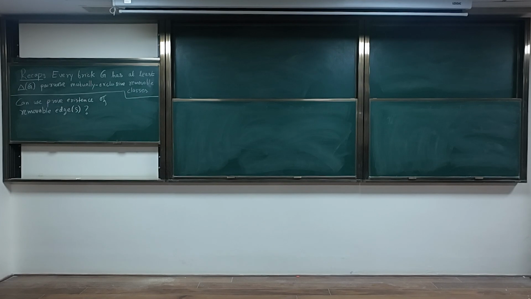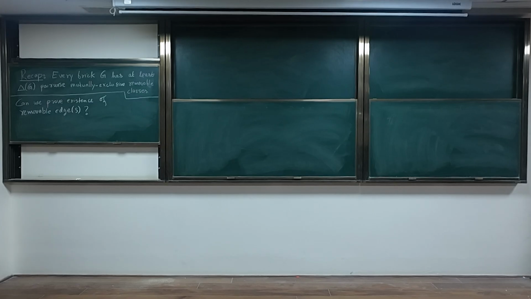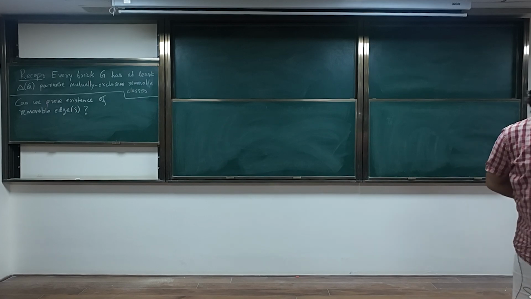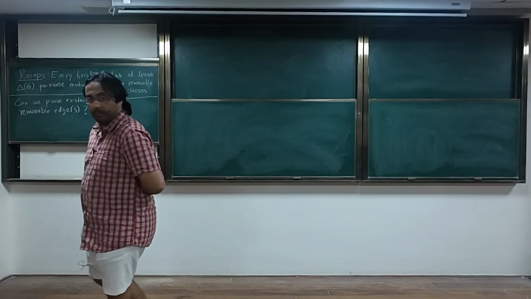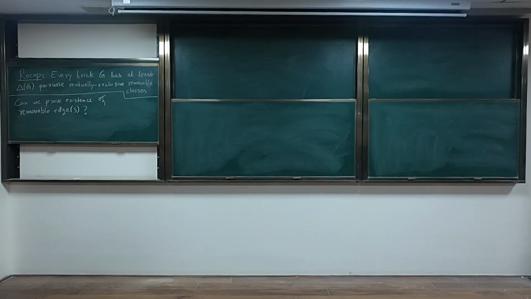We went to a matching code graph. We took a vertex of degree D and we just asked some questions in the locality of that vertex, the edges incident at that vertex, and we observed that if the degree of the vertex is D, then the graph has D pairwise mutually exclusive minimal classes. Right? So therefore you can take a vertex of maximum degree and you will get delta such classes. And in the case of bricks, minimal classes are removable classes. Right?